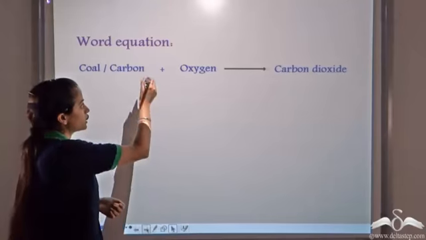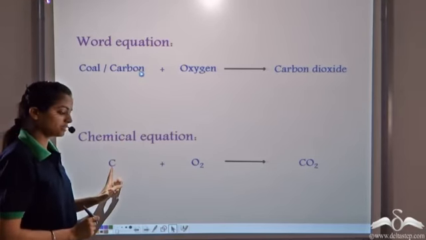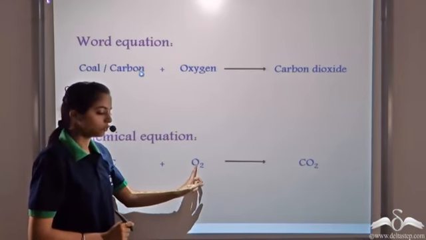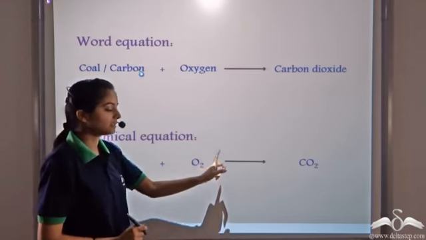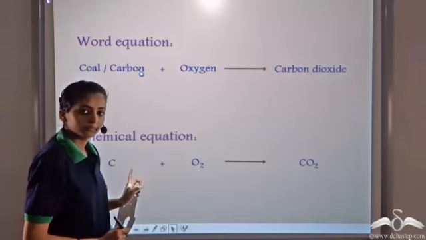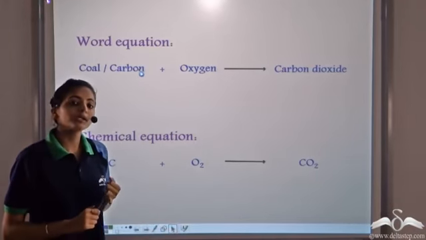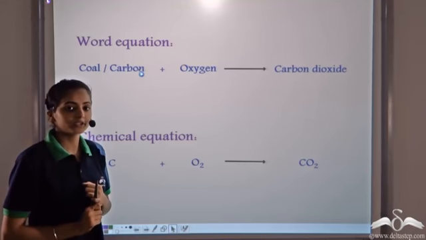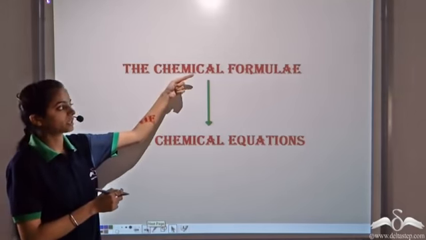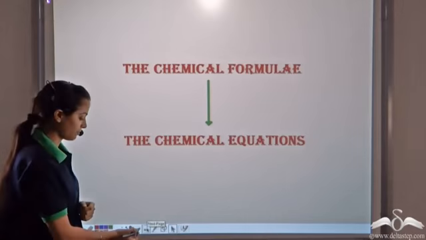Now in terms of chemistry, we represent it like this. So the symbol for coal or carbon is capital C. Symbol for oxygen is O. So two oxygen atoms combine to form oxygen molecule. And when they react, they release the carbon dioxide gas. So a combination of the formulae gives us the chemical equation. So in the language of chemistry, when the chemical formulae combine, they give the chemical equation. So the chemical symbols combine to give the chemical formulae, and these chemical formulae combine to give the chemical equations.